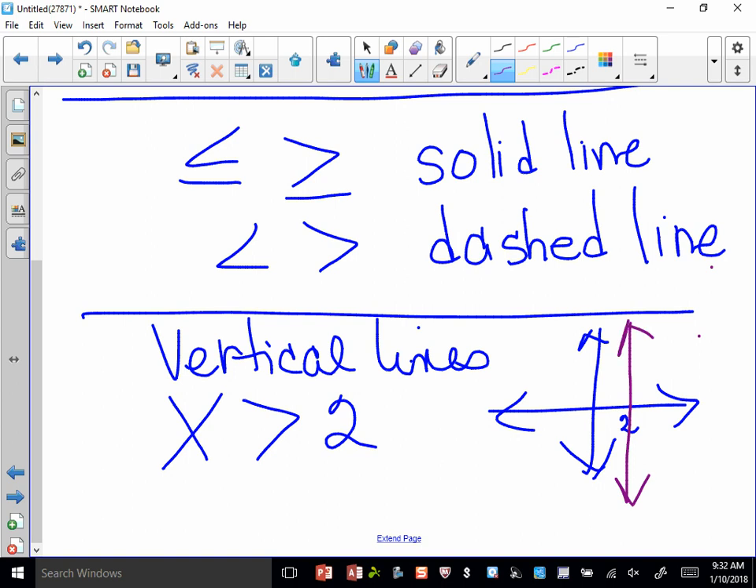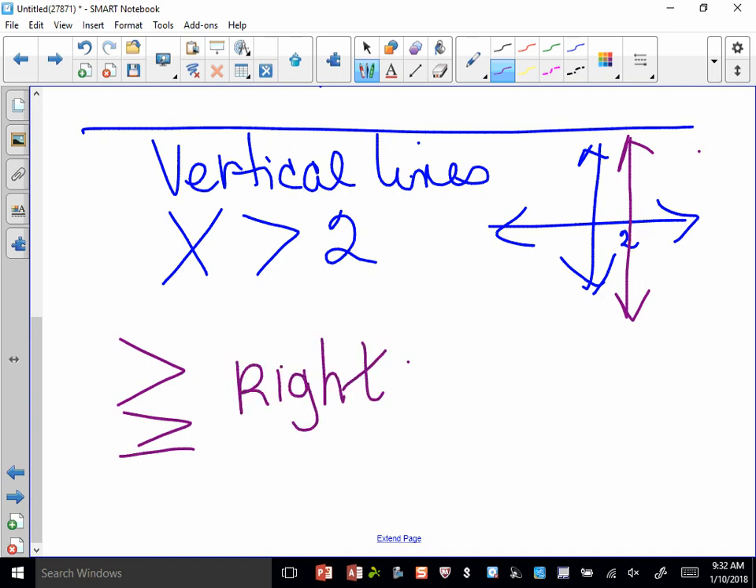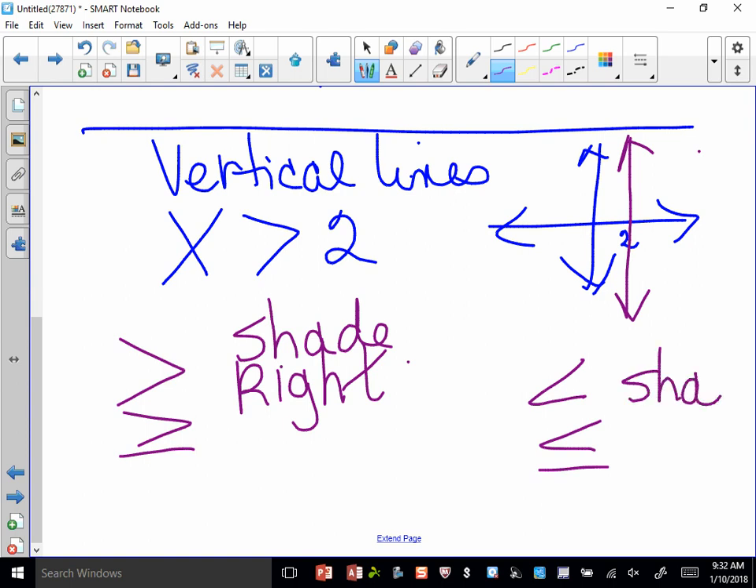There's no above or below a vertical line. It's either left or right. So if you were to shade this, greater or greater equal, you shade to the right. And if it's a less than or less equal, you shade to the left. That's the only one that's different, because there's no above or below for a vertical line. It's either left or right. There is above and below for horizontal, but not for vertical.